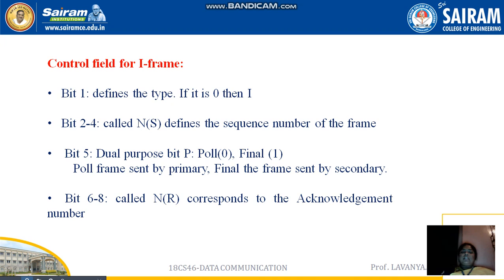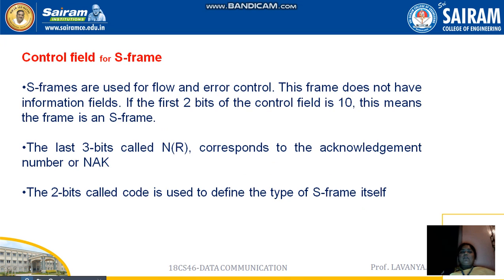Bits 6 to 8 are called NR, the number on the receiver side. That will be the sequence of the sender side, and this will be the sequence of the receiver side. The corresponding bits send the information through the acknowledgement format.